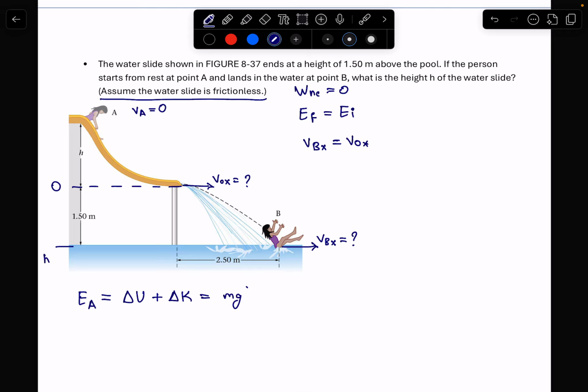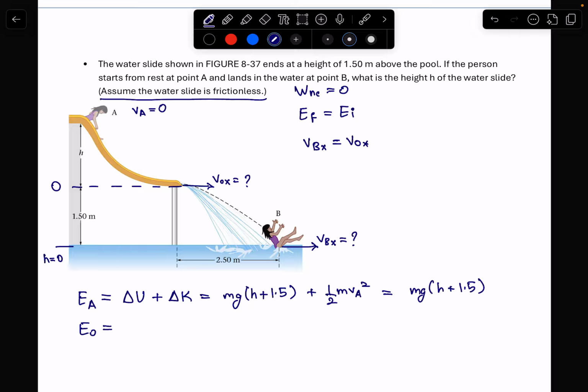That's my height equal to 0. So at this point, the energy is mgh, with h plus 1.5, plus half mv squared. So mgh plus 1.5 plus 0. So I'll just erase the 0. Perfect.